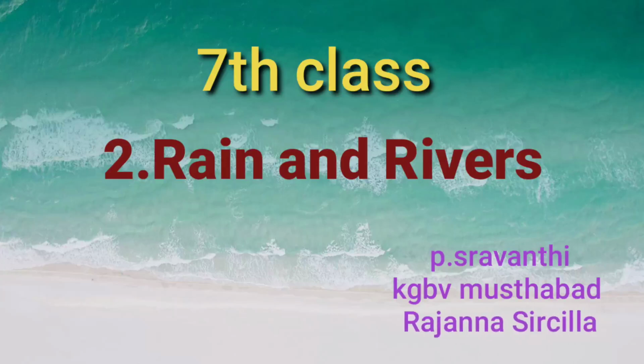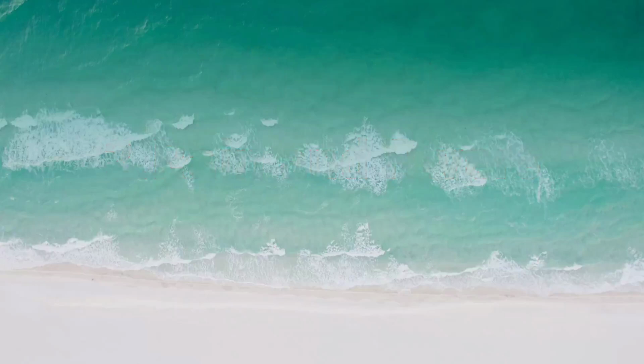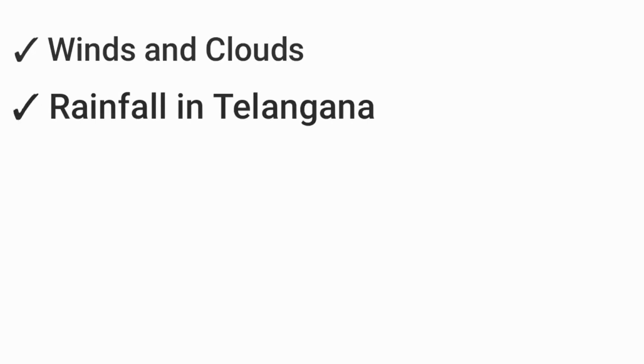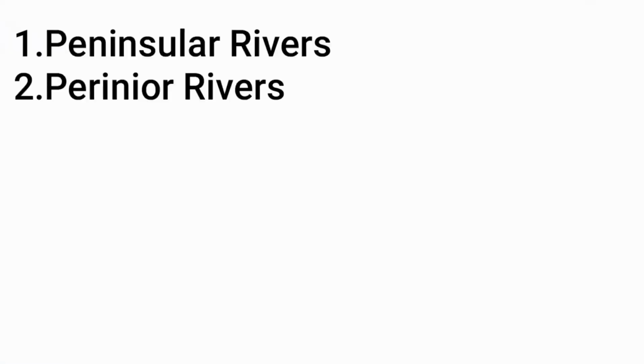Today we are going to discuss the 7th class second lesson, Rain and Rivers, part 3. In the previous session we discussed the winds, clouds and rainfall in Telangana. What do you know about the rivers? The rivers are classified into two categories, that is, peninsular rivers and perennial rivers.